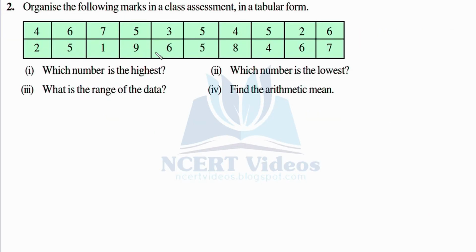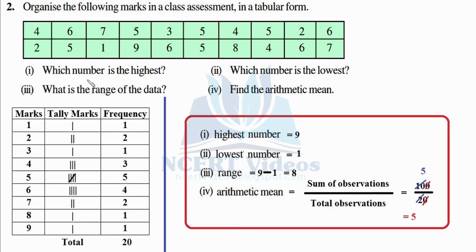Second, organize the following marks in a class assessment in a tabular form. Answer the following questions. Which number is the highest and which number is the lowest? What is the range of the data? And last, find the arithmetic mean. Which number is the highest?